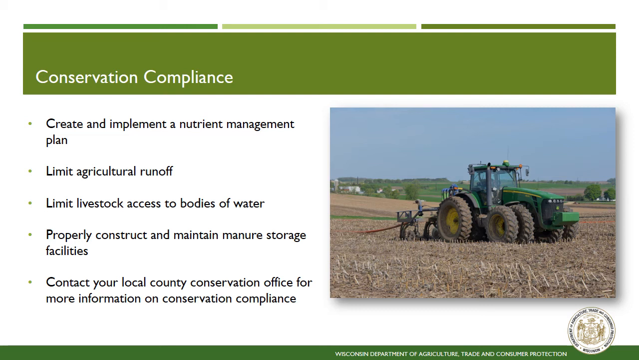Eligible participants need to work with their local county conservation office to meet the state conservation standards. Once the conservation standards are met, eligible participants will need a certificate of compliance from the county that includes a certificate number unique to that participant. Participants need that certificate of compliance number in order to claim the tax credit on Schedule FCA tax forms. Contact your local county conservation office for more information on conservation compliance.